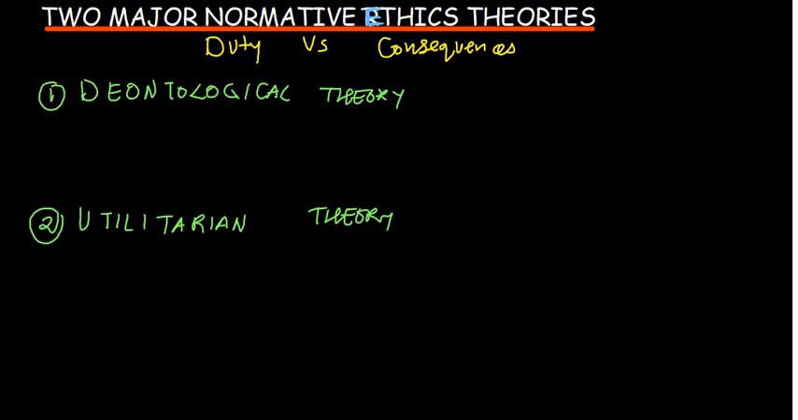Now, what are these? What do they talk about? When it comes to deontology, first we need to know the one who established it. Deontological theory is by Immanuel Kant. That's a wrong spelling of Emmanuel, so this is E. And the one who established the utilitarian theory is Jeremy Bentham.